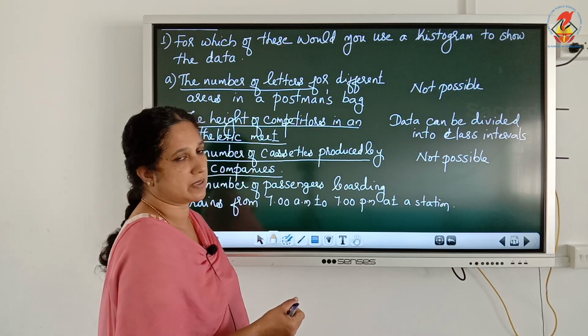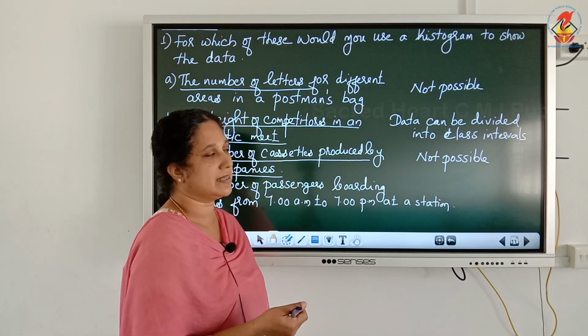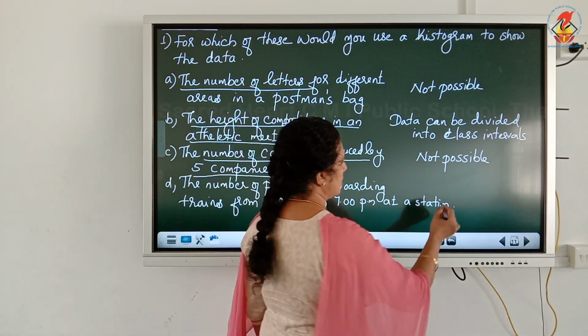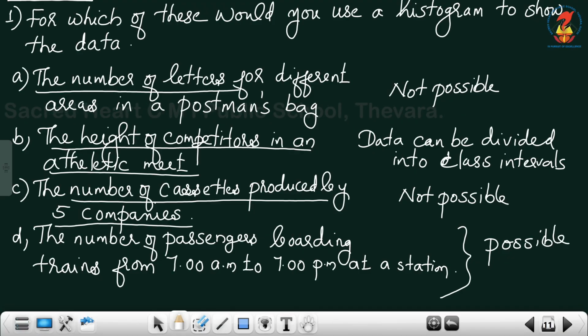So it is possible. So what is the reason we can write? You have to give the reason also. The reason we can say is that data can be divided into class intervals. So here it is possible to draw the histogram, and the reason is that data can be divided into different groups or class intervals.